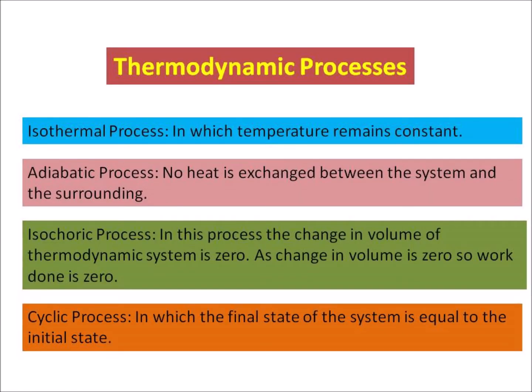Thermodynamic processes. Isothermal process, in which temperature remains constant. Adiabatic process, in which no heat is exchanged between the system and the surroundings. Isochoric process, in which the change in volume of the thermodynamic system is zero. That means the process takes place at constant volume. As the change in volume is zero, the work done is also zero. In a cyclic process, the final state of the system is equal to the initial state.